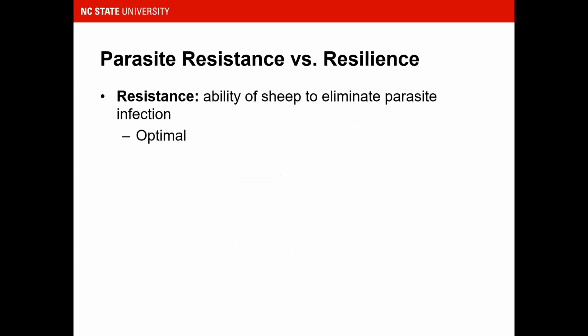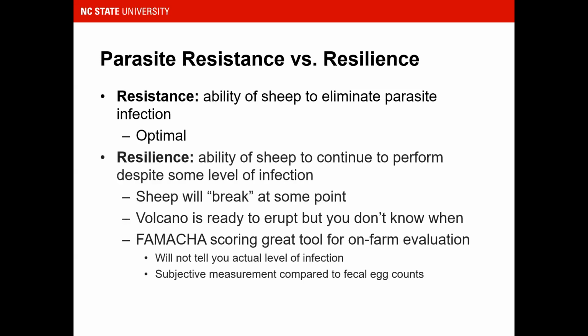So a lot of times the terms resistance versus resilience are interchanged, or one is used instead of the other. And I think it's really important to be able to differentiate them and know what one means versus the other. Resistance is the ability of the sheep to eliminate the parasite infection, actually get rid of the worms. That's optimal. That's really what we're shooting for. The ideal situation would be sheep that can eliminate that infection, target those worms, and not get infected.